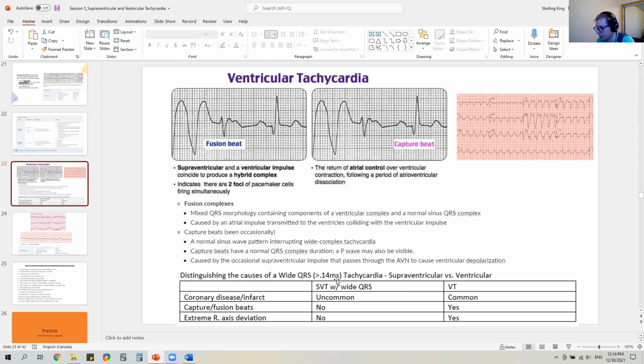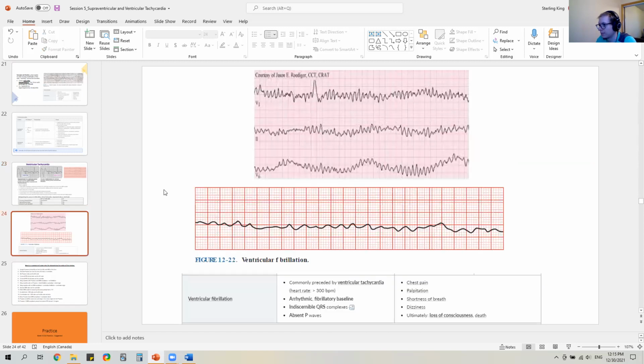I have a little table down here comparing the two. We can ignore this first line for right now. Both supraventricular and ventricular tachycardia can have a wide QRS, of course, but if you see capture and fusion beats, it's probably ventricular. And if there's an extreme right axis, it's probably ventricular tachycardia. Perhaps a little specific, but that's the breakdown.